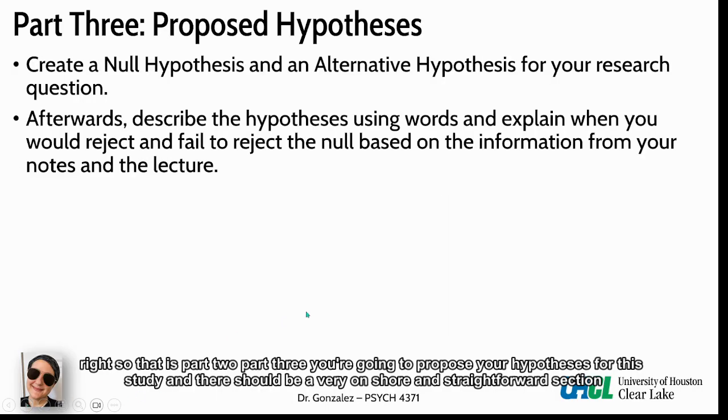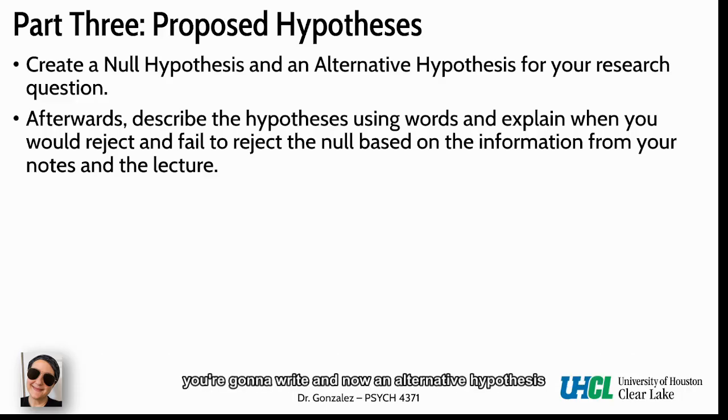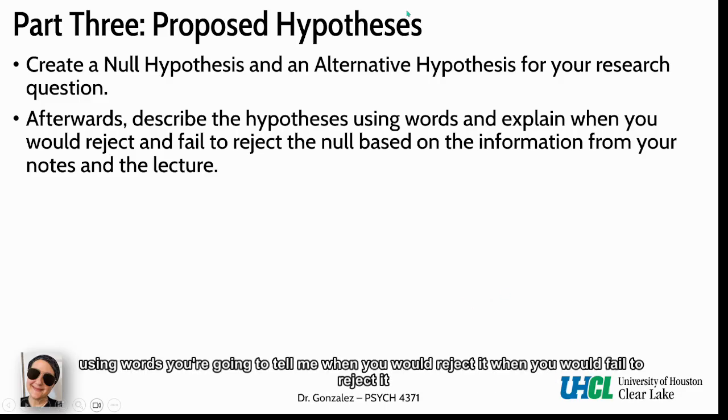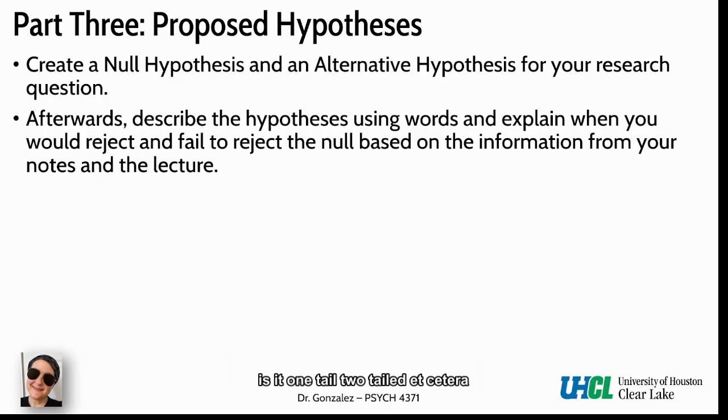Part 3, you're going to propose your hypotheses for this study, and this should be a very short and straightforward section. You're going to write a null and an alternative hypothesis, and then directly after that portion of the template, you're going to write a paragraph and explain to me your null and alternative hypothesis using words. You're going to tell me when you would reject it, when you would fail to reject it. Is it one-tailed, two-tailed, etc.? And you're going to base that information off of the notes and the video lecture.